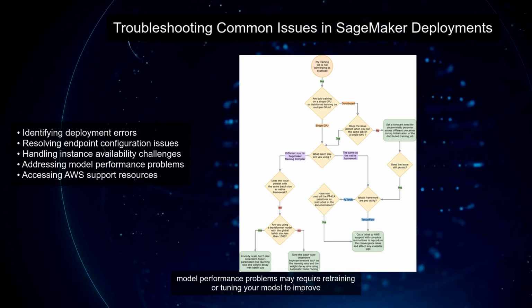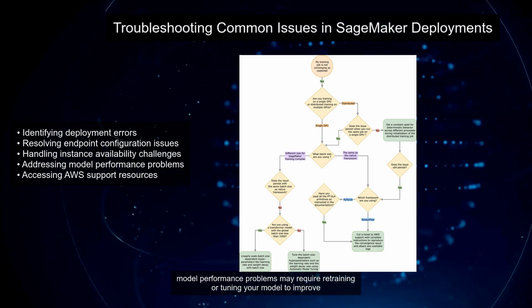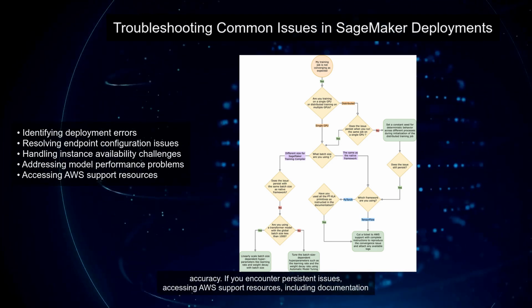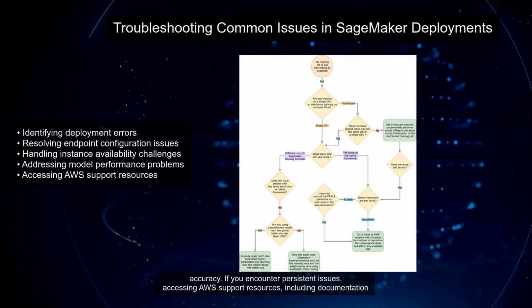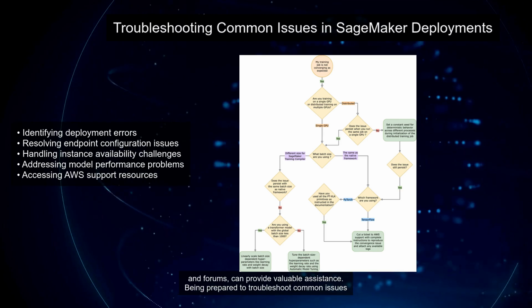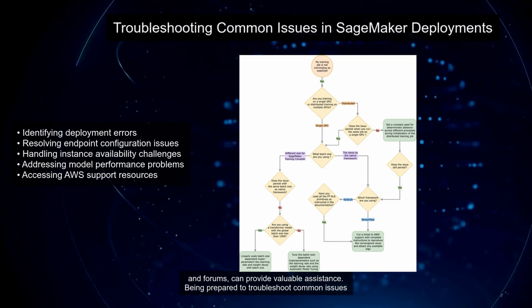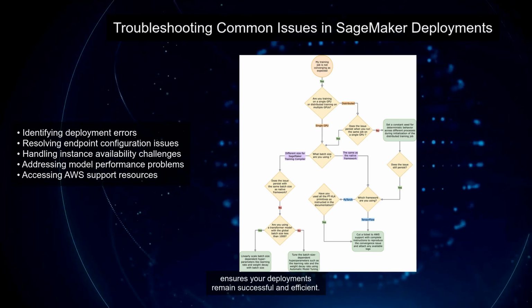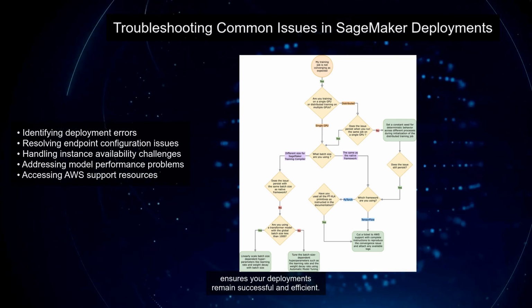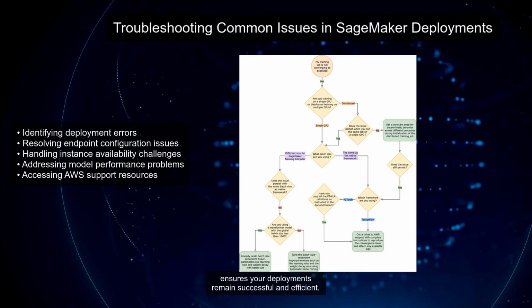Addressing model performance problems may require retraining or tuning your model to improve accuracy. If you encounter persistent issues, accessing AWS support resources, including documentation and forums, can provide valuable assistance. Being prepared to troubleshoot common issues ensures your deployments remain successful and efficient.